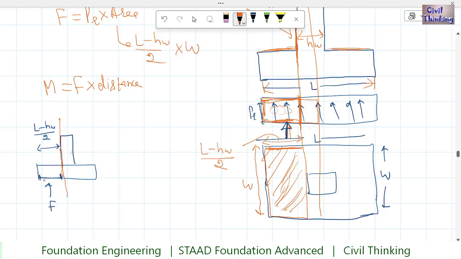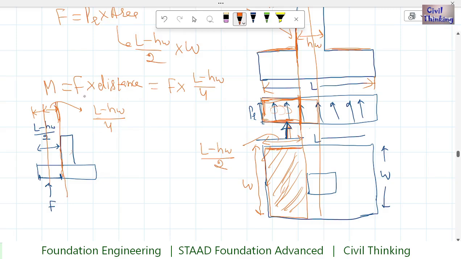So we have to find the force multiplied by this much of distance. Force multiplied by this much of distance is the moment at this critical face. So the total is L minus HW by 2, and this is only half of it. So it is L minus HW by 2 divided by 2, so it is L minus HW by 4, because half of L minus HW by 2 is L minus HW by 4. So we can write this moment is F multiplied by L minus HW divided by 4.